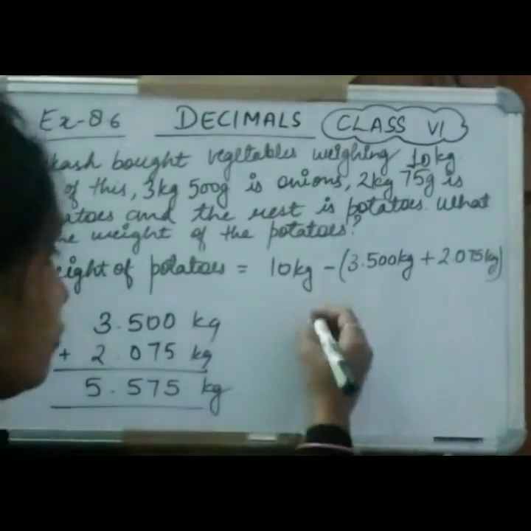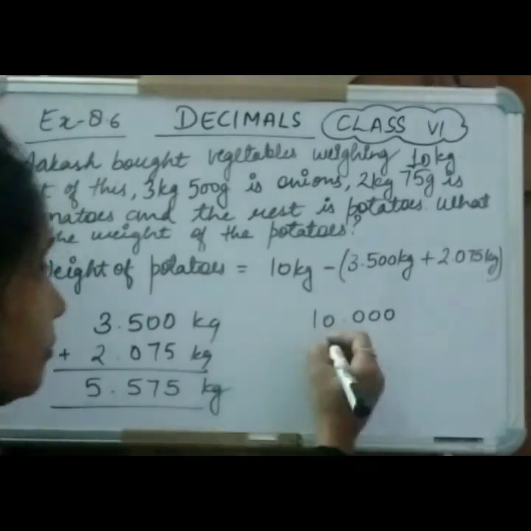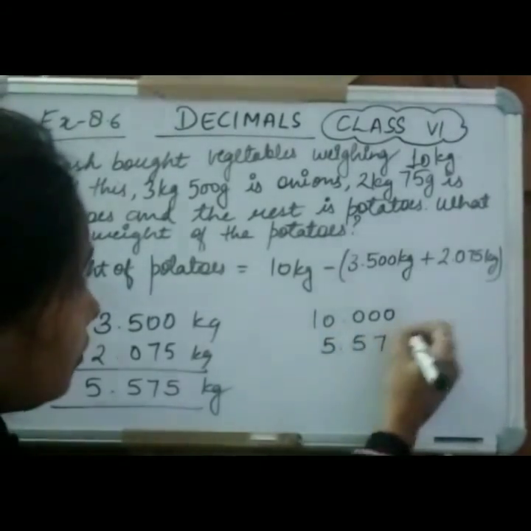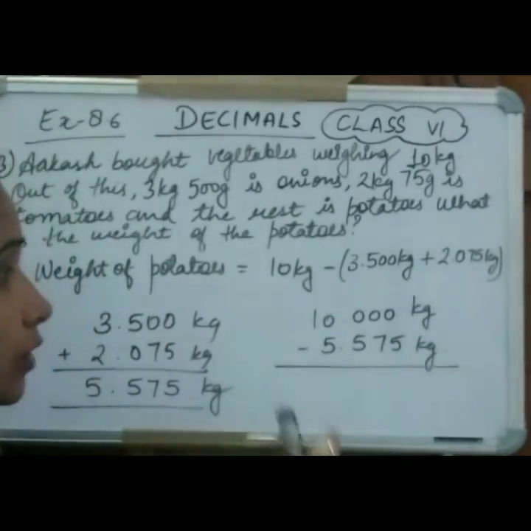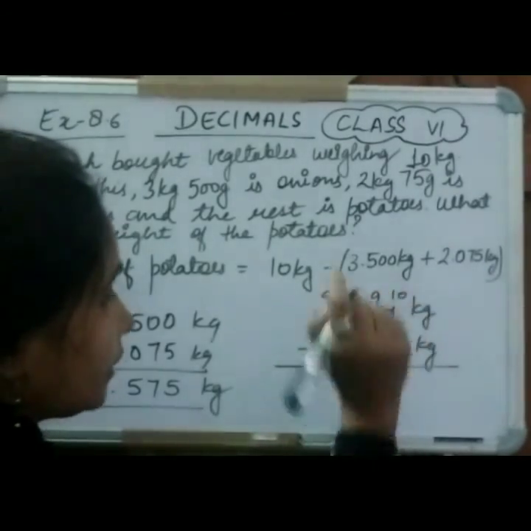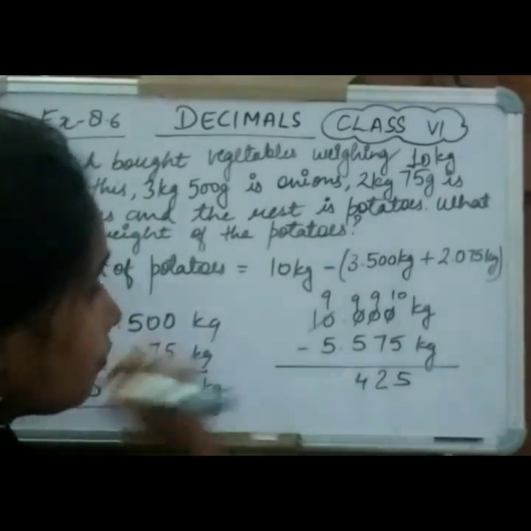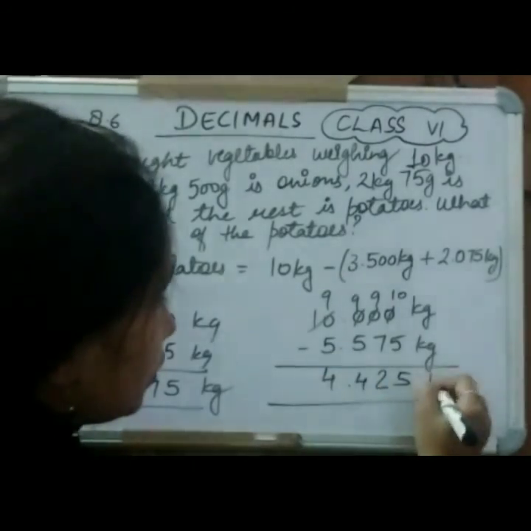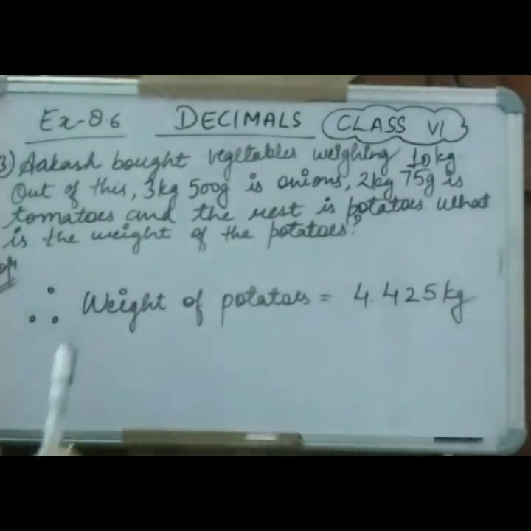Now we have to find out the weight of potatoes. So we will subtract from 10 kg this one. This one we will subtract. Okay. This is 5.575. This which we will get, that one will be the weight of potato. It is 9, 9, 9 and 10. 10 minus 5 is 5. 9 minus 7 is 2. 9 minus 5 is 4. And this is 4. So weight of potatoes is 4.425. Okay. So weight of potatoes is 4.425 kg.